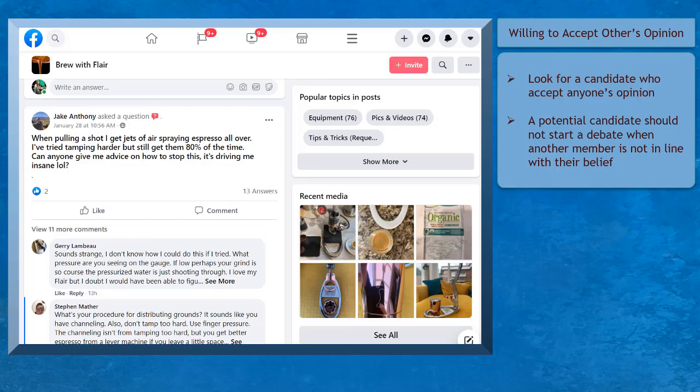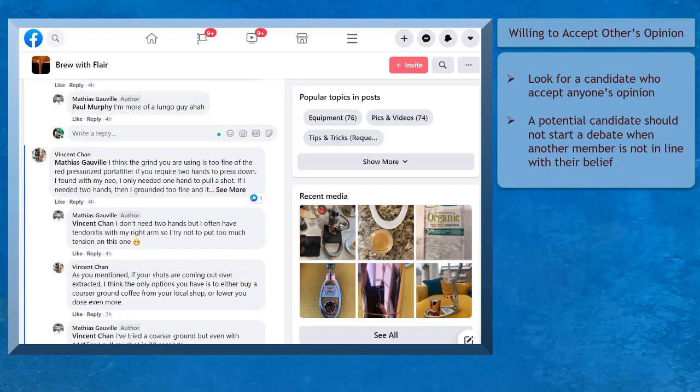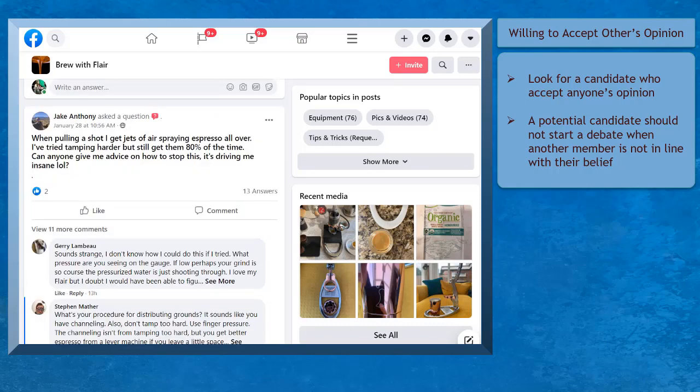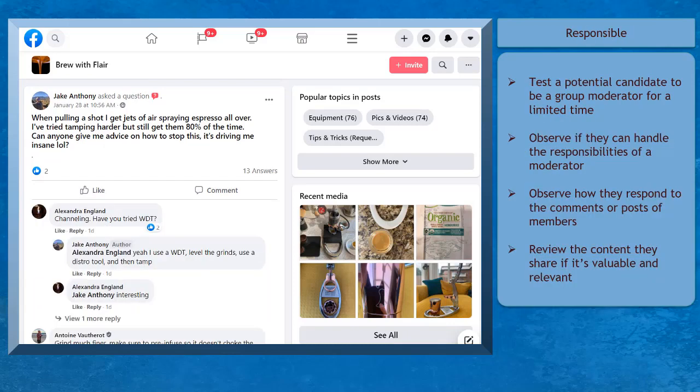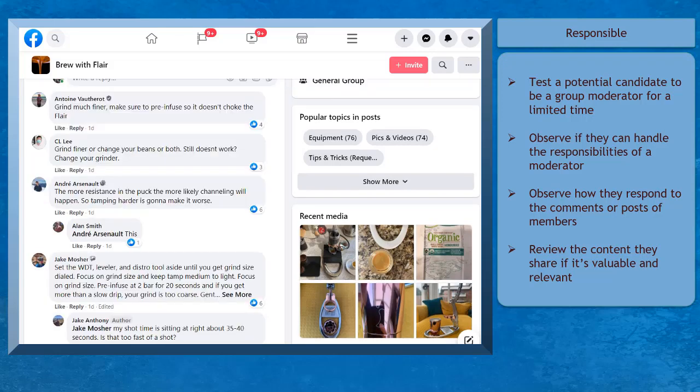Actively engaging group members who often tend to start a debate with their fellow community members will not be a good candidate as a moderator for your group. Next, look for a responsible candidate. You can test out a potential candidate to be a moderator in your group for a limited time. You can gauge how responsible they are in handling the responsibilities of a group moderator.